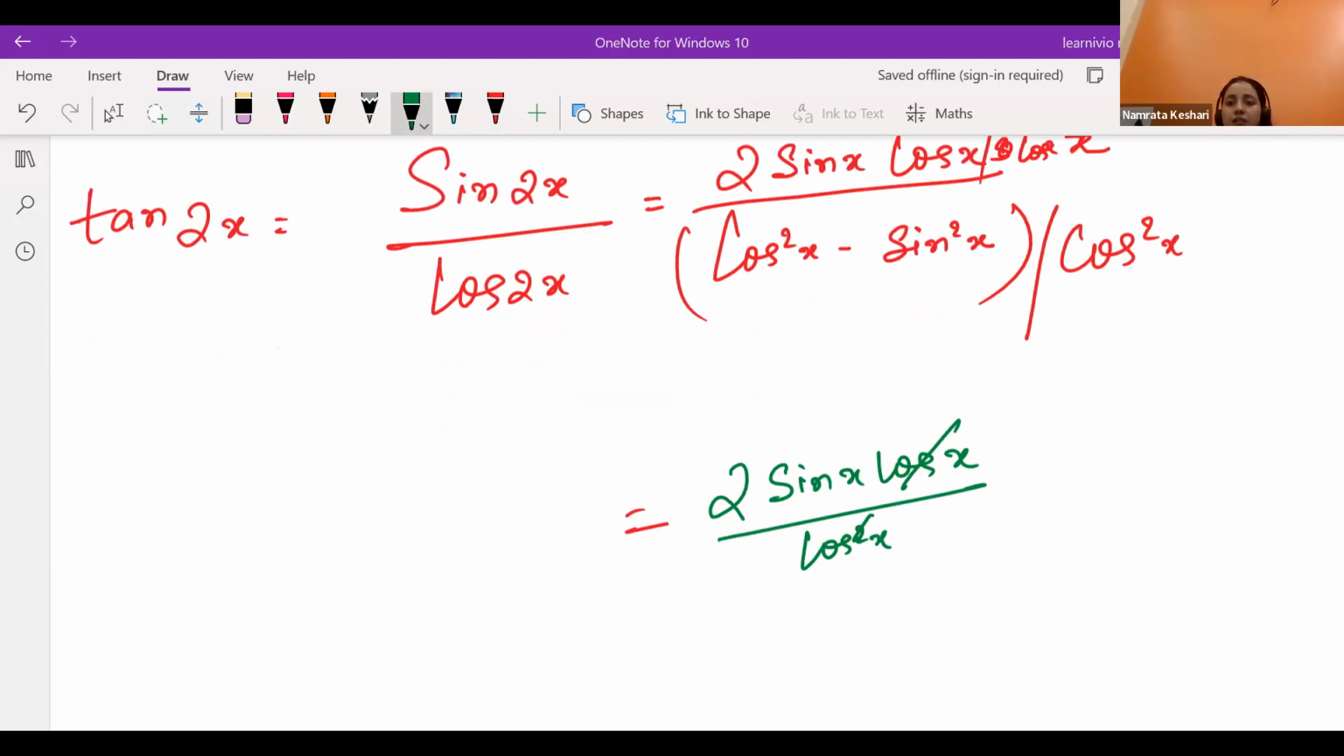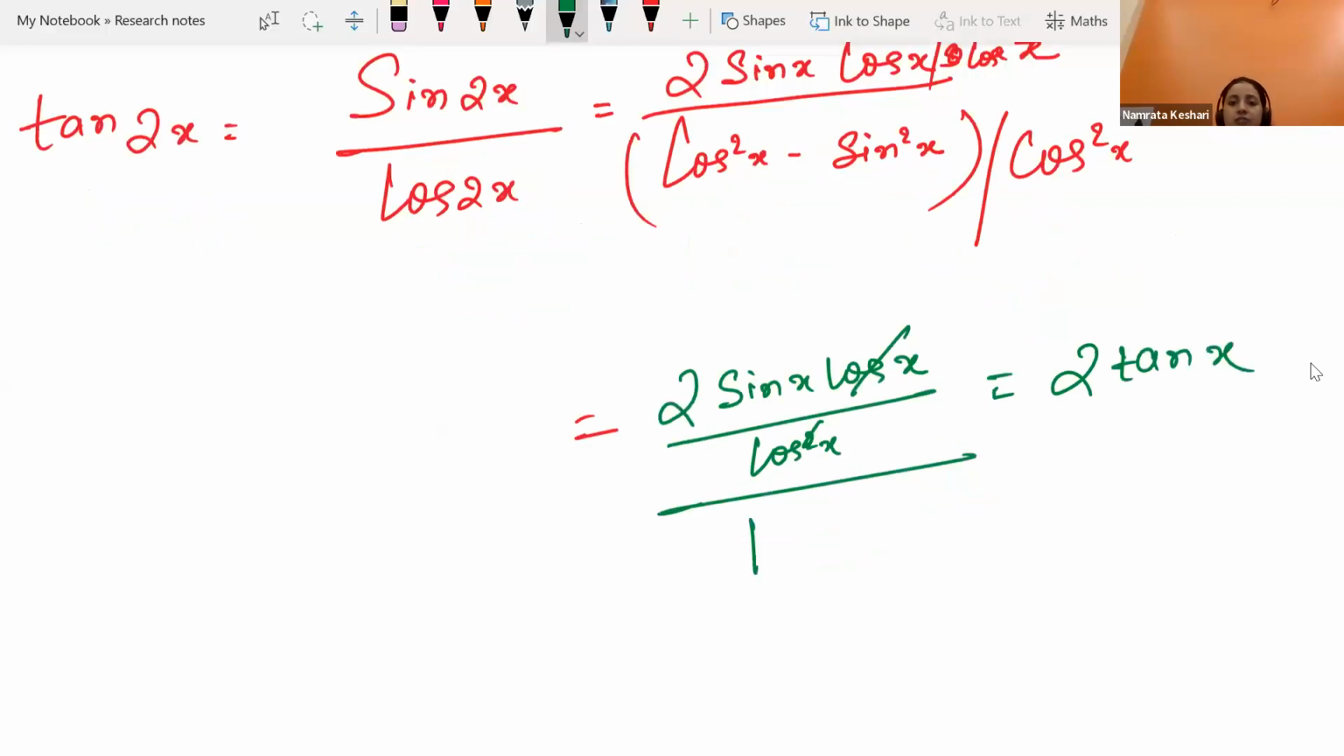No, it is not tan square x. It is 1 minus sin square. In the denominator, cos square x minus sin square x is there. If you are dividing by cos square x, then cos square x by cos square x minus sin square x by cos square x gives 1 minus tan square x, yes or no? Getting it? Okay. Let's continue.